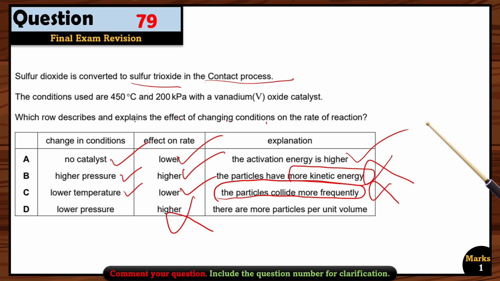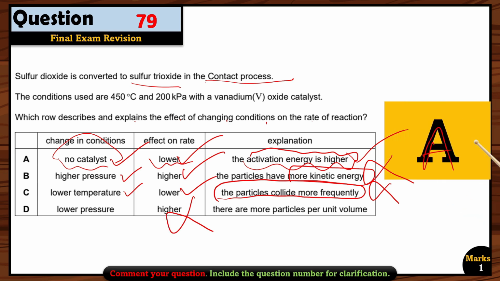Why right? Because if you don't add a catalyst, the rate of the reaction will be lower. Why lower? Because the catalyst's job is to lower the activation energy, right? But now activation energy is higher. Why higher? Because there is no catalyst. So when you remove the catalyst, the activation energy of the reactant will be higher. So now the reaction rate will be lower. So that's why option A is the right option. I hope this point is clear to you.